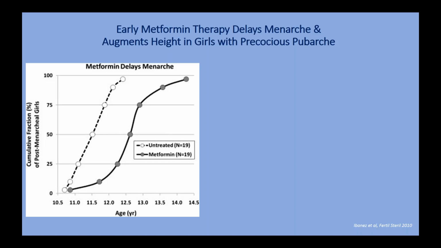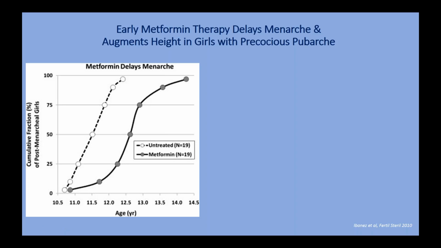So this panel on the left presents data where girls with evidence of pubarche were initiated on metformin versus left untreated. This is time to event, and the event under consideration is the onset of menarche. And what you can see is that in metformin users, onset of menarche is delayed by almost 2 years compared to untreated girls, recognizing that both these populations manifested evidence of pubarche.